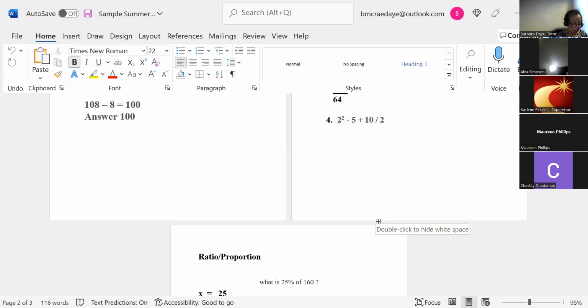Two to the power 2. Answer? Albert, you got an answer? No, Miss Barbara. I'm still on that's 5. Exponent, division, and then keep going.